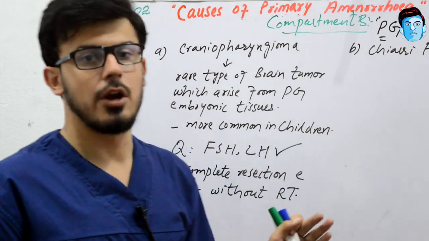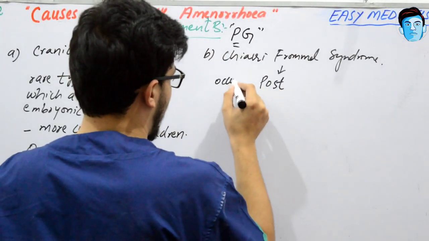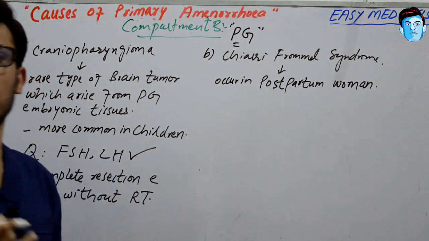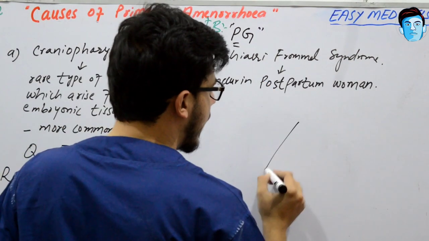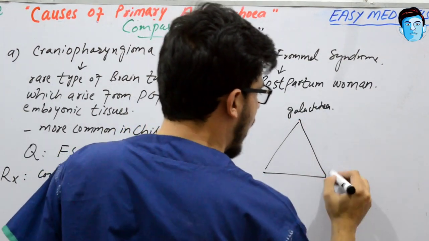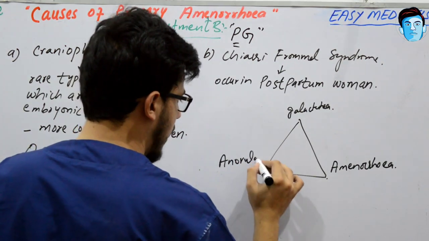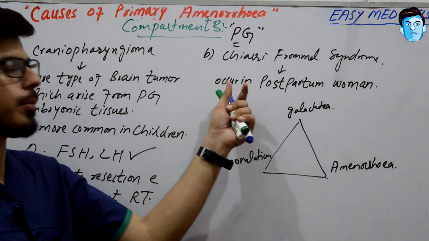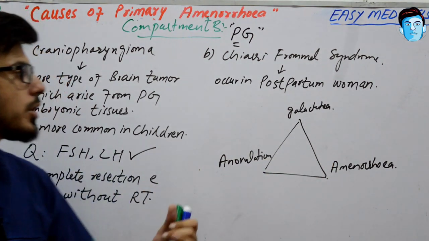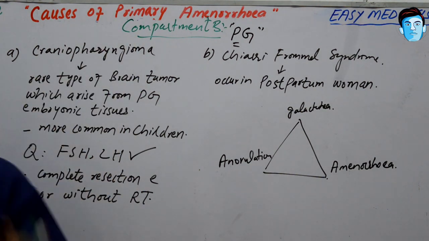On the other hand, what is Chiari-Frommel syndrome? Chiari-Frommel syndrome occurs in postpartum women. It means it occurs in those females who have recently given birth. It is characterized by galactorrhea, amenorrhea, and anovulation. So galactorrhea means increased breast milk production, amenorrhea is the absence of menstruation, and anovulation is the absence of ovulation. So these are the causes of primary amenorrhea which are related to the pituitary.